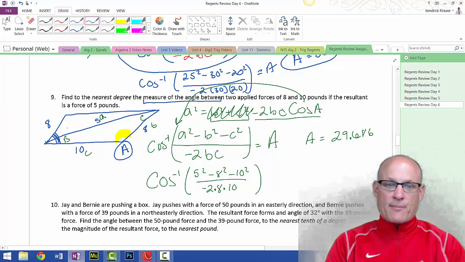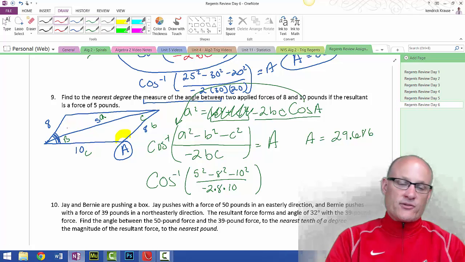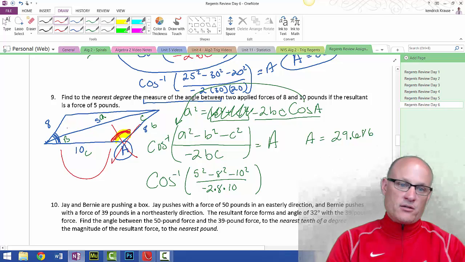So A is equal to that, but that's this angle right here. Remember? That's this angle. We don't want this angle. No, we don't want it. We want that angle.